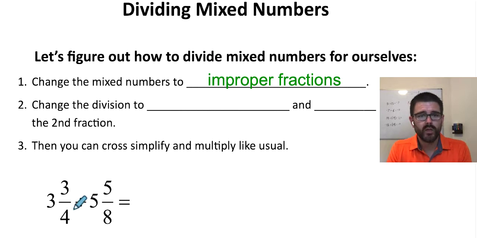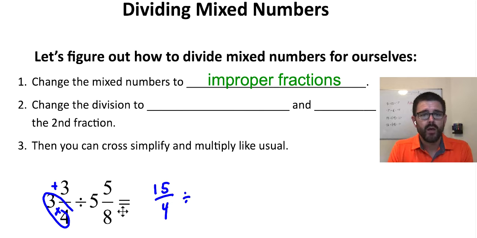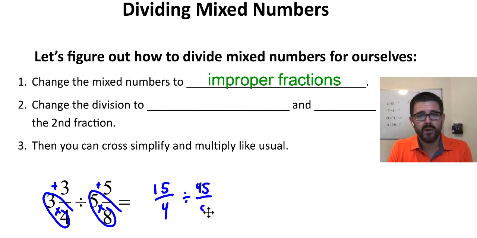So 3 3/4. I'm going to do 3 times 4 is 12, plus 3 is 15/4. 5 times 8 is 40, plus 5 is 45/8. So that's step one. But it's still a division problem. So now I got to deal with that.